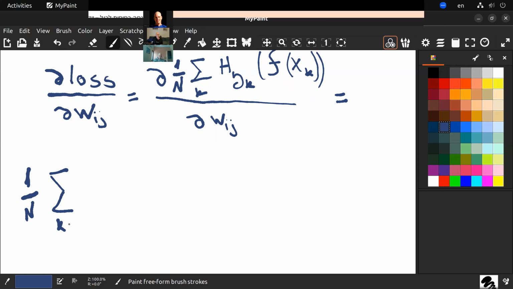K runs from 1 to capital N. And we're going to derive H of YK. It's kind of verbose. I have to write a lot, but it's not something deep, right? Nothing deep here. Just we all learned how to differentiate. And what? We all learned how to differentiate.